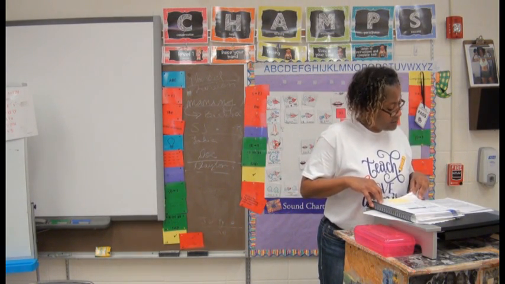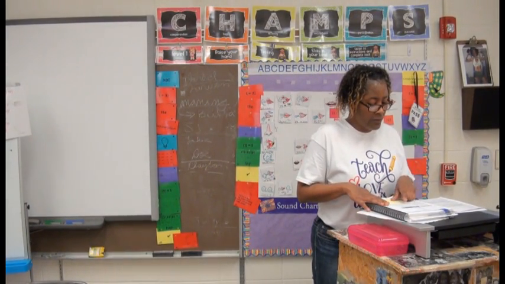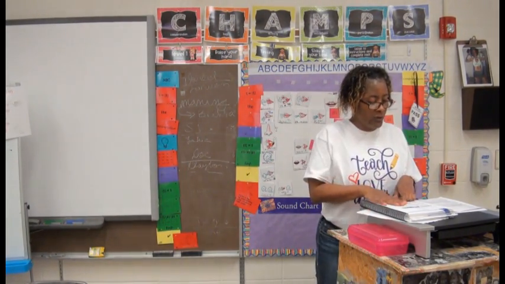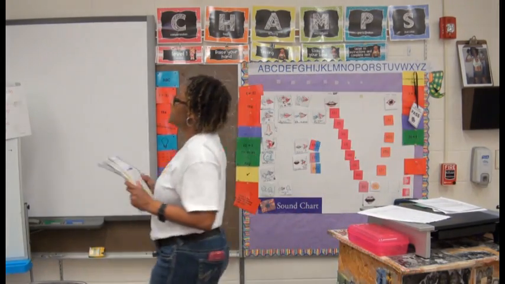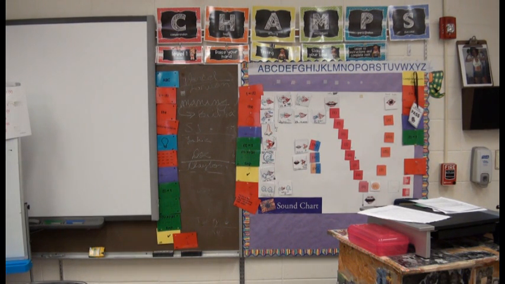Okay, let's go ahead and do our code and read practices on lesson 52. Remember, when you see a Y in the final position and it's accented, it makes the long I sound. When you see a Y in the final position and it is unaccented, it makes the long E sound.